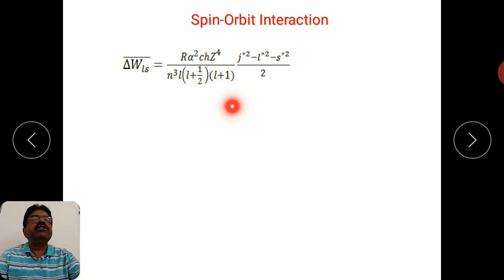So the interaction energy delta WLS, now the average interaction energy, because we have substituted the average value of 1 upon r cube. Therefore this bar represents the average value. Okay, so R alpha square c h into Z raised to 4 upon n cube L in bracket L plus half in another bracket L plus 1 into this value. Now we have defined from the cosine law, J star square minus L star square minus S star square divided by 2.